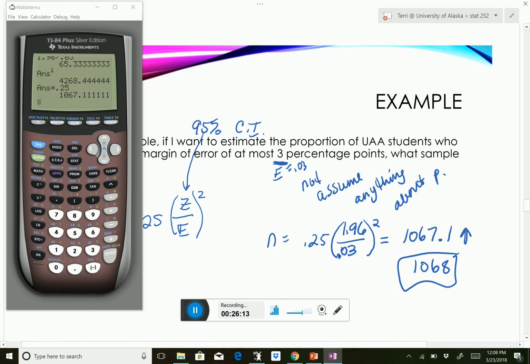So I inadvertently, yeah, I did that on purpose, right? I'm not going to retape this, but I'm going to keep it because I think I just showed you guys a really good way not to make the mistake. Because if it says 3 percentage points, remember that means my error is actually 0.03. So it's really important that you guys do that. And again, even though this is 0.1, you still have to round up. So it's actually 1,068 students that I would have to poll in order to get this small of a margin of error.